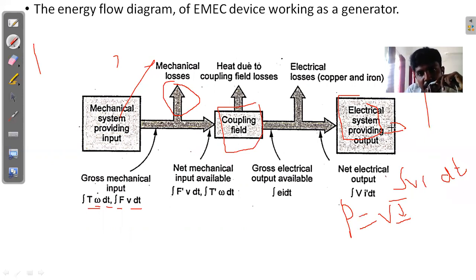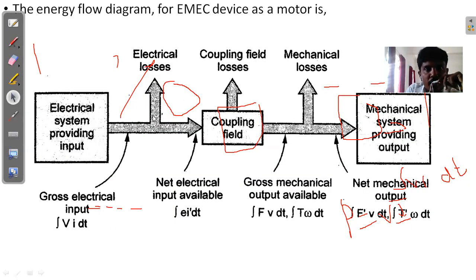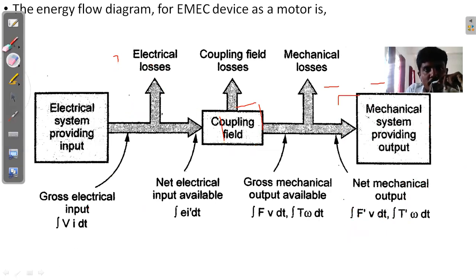What are the electrical losses? Generally there are two losses: one is copper loss and one is iron loss. This is the energy flow diagram for a generator. Next is the motor. For a motor, the output is mechanical and the input is electrical. The input power equals V into I, and the output can be represented by the integral of F into v dt, or the integral of T into omega dt.